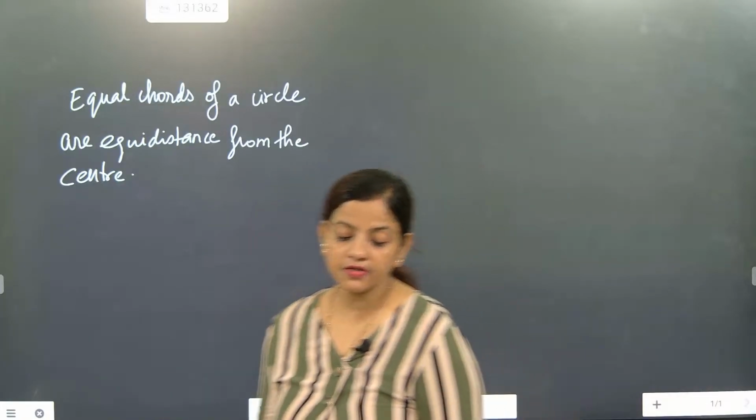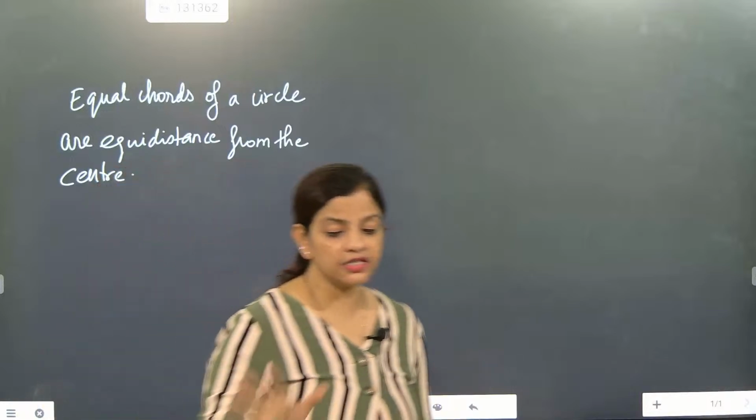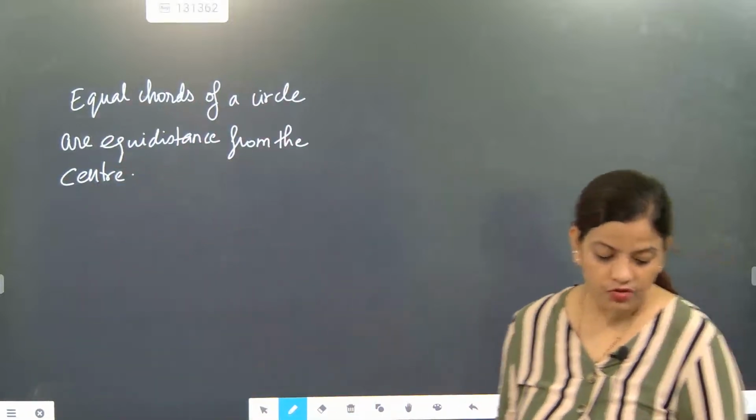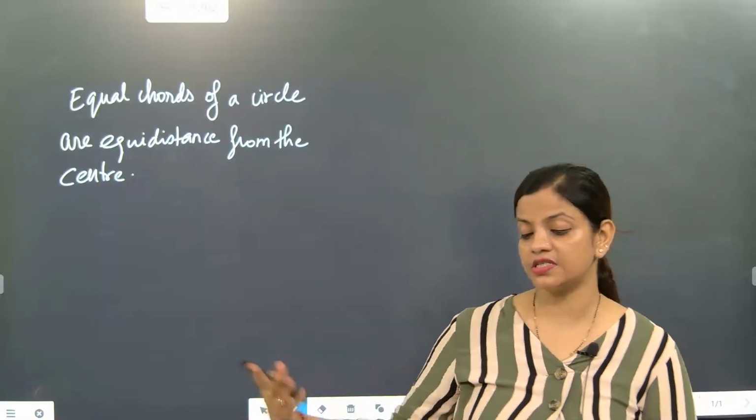I hope you might have understood. Equal chords of a circle subtend equal angles at the center. This is exactly what we have to prove. So when they give you that equal chords of a circle are equidistant from the center, how are we going to prove it?